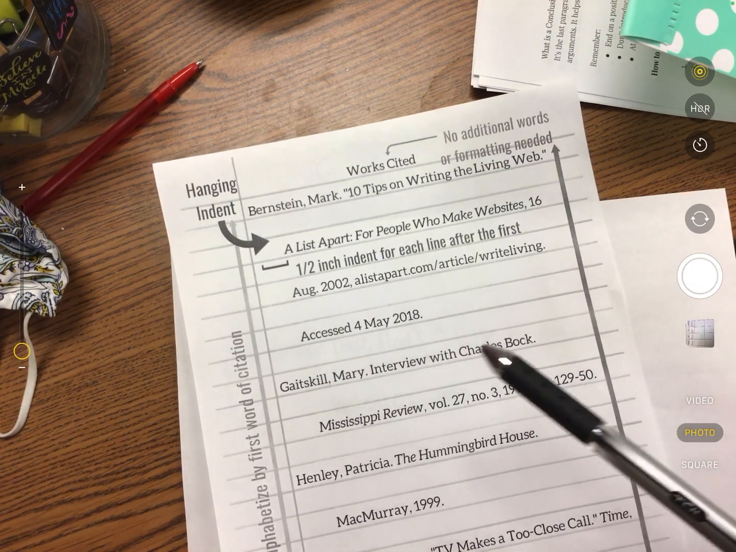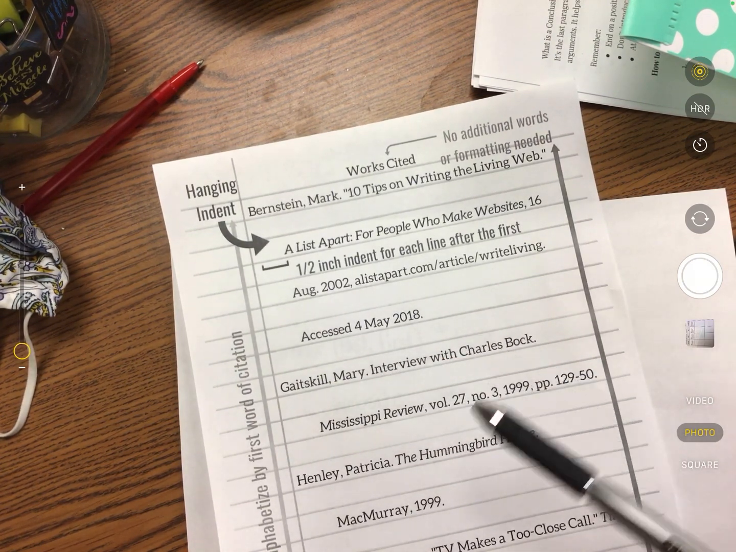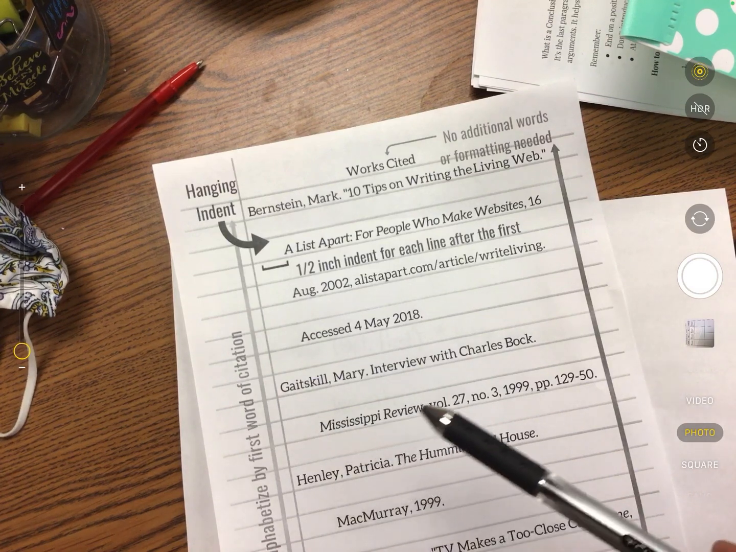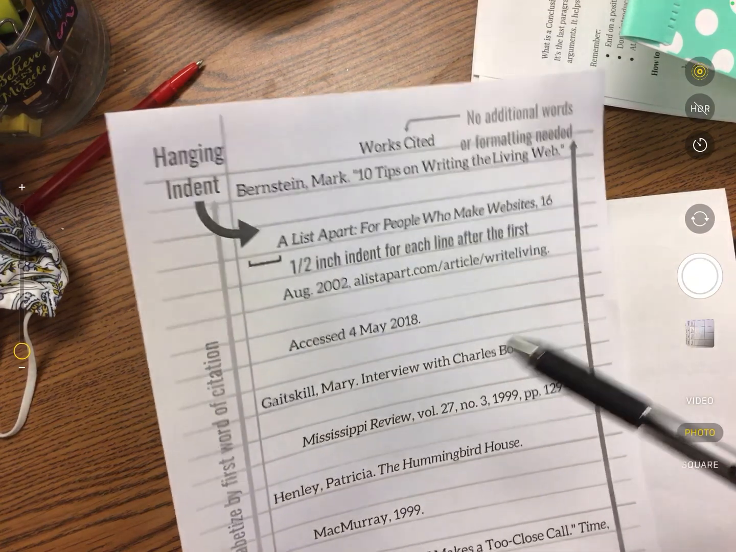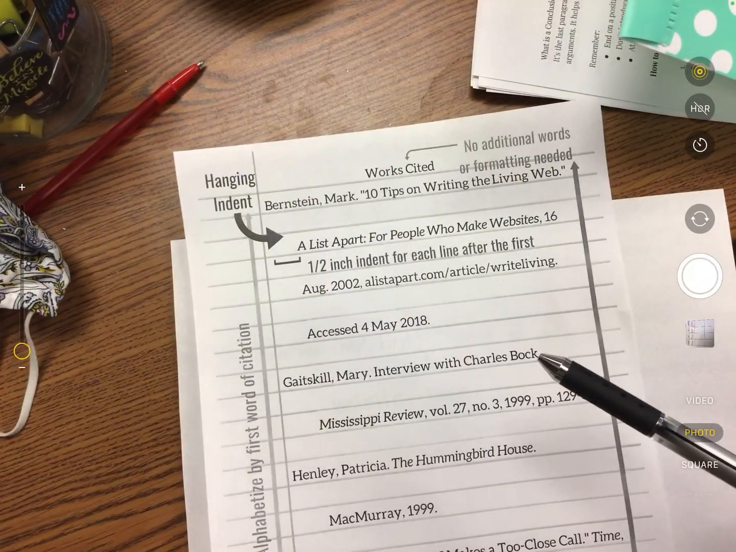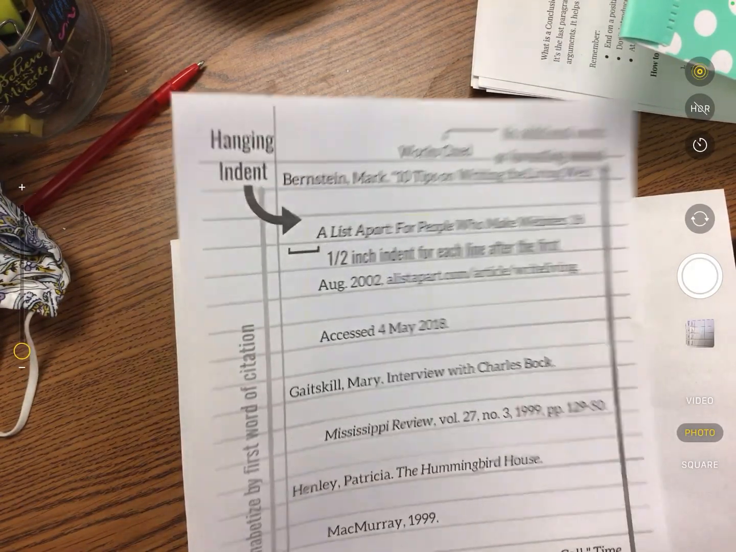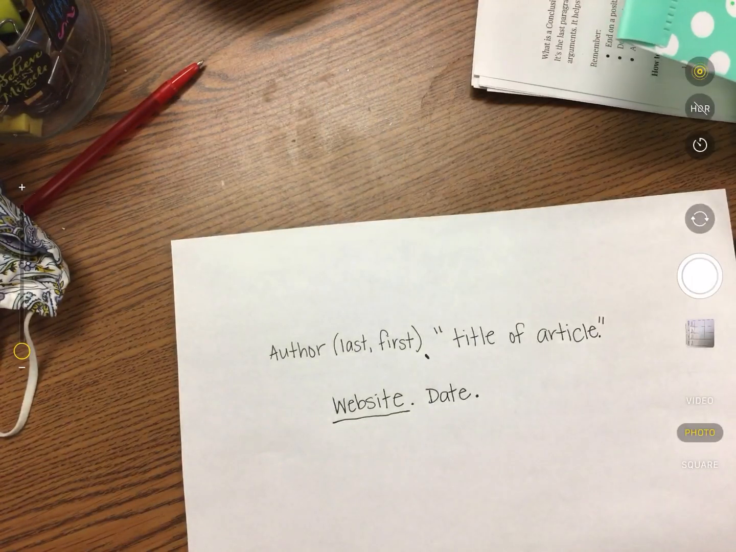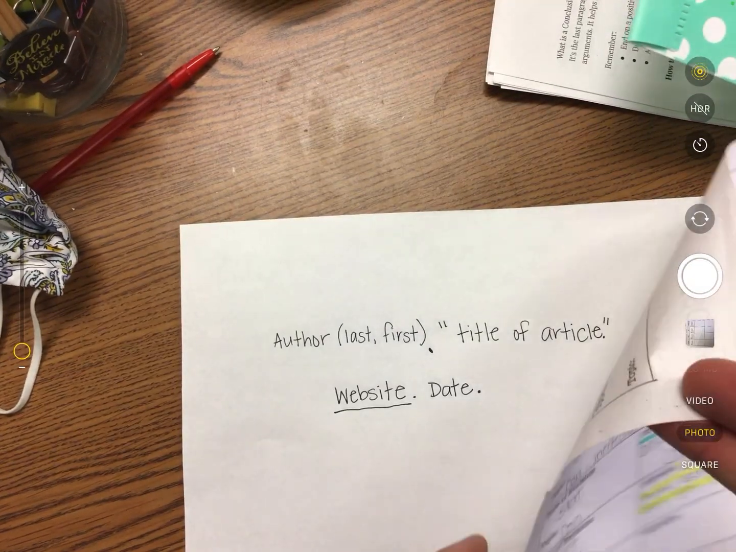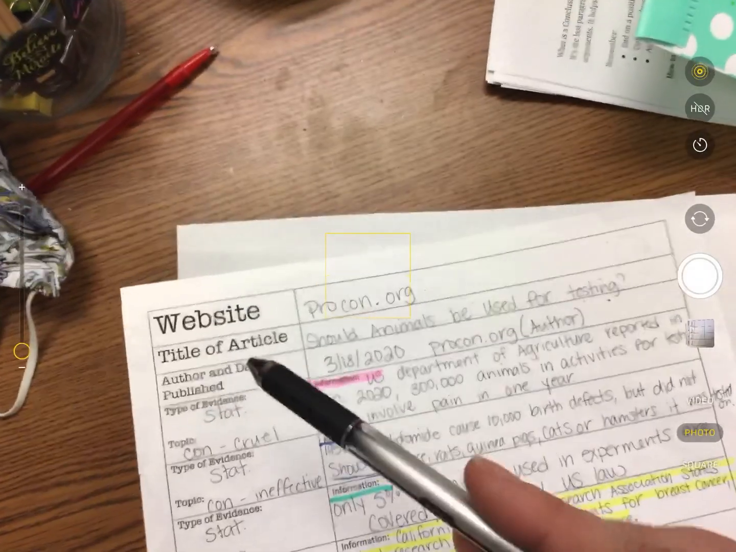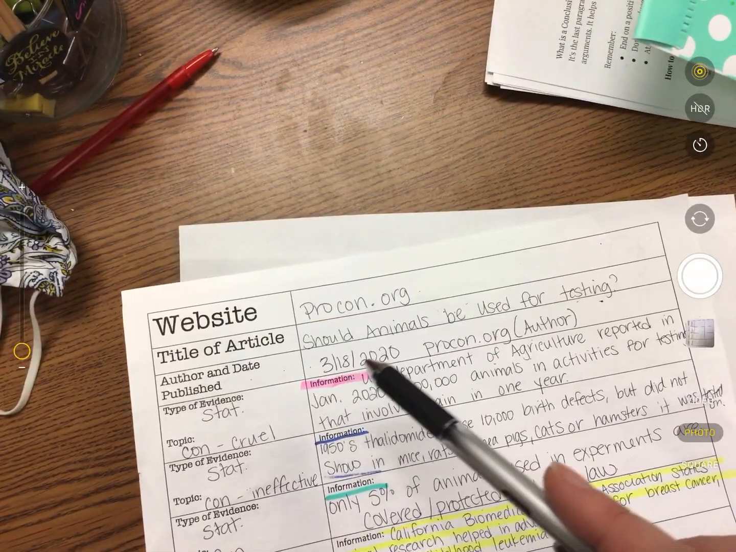Then here would be the title of the article. That's going to be either in italics, like you can see here in italics, or in quotation marks, sorry. Then period. Then after that, you are going to put the actual website that you found the information from, followed by the date that it was published or the date you looked at it. So like here, this was published 3/18/2020.